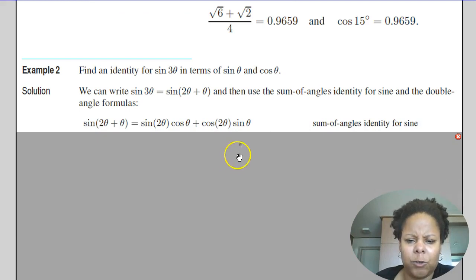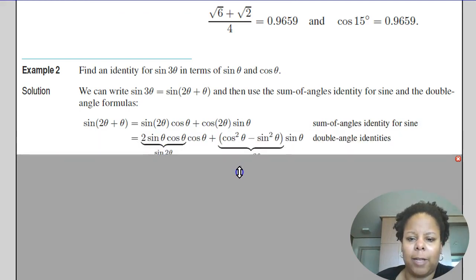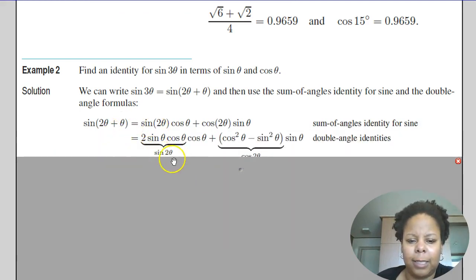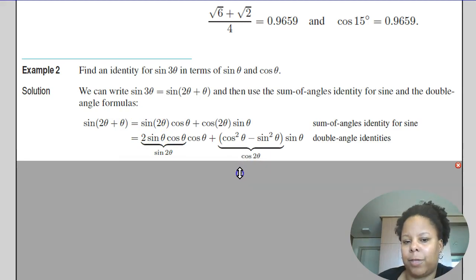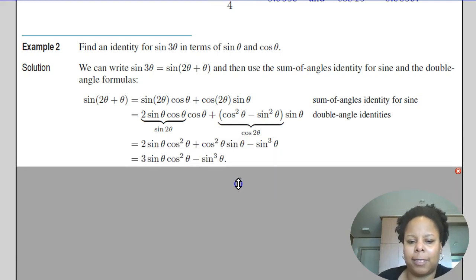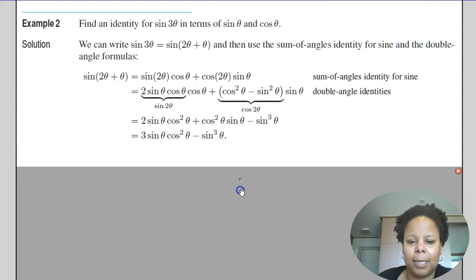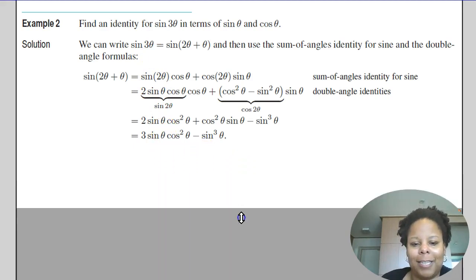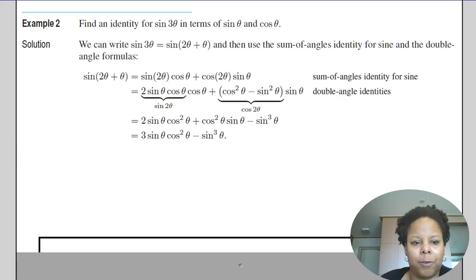And now we can also use the double angle identities for sine of 2 theta and the double angle identities for cosine of 2 theta. The idea is to get it in terms of theta, and then we have something that looks like this. That's one way to write sine of 3 theta in terms of just sine and cosine of theta. Okay. All right. And I think that's it for that example.